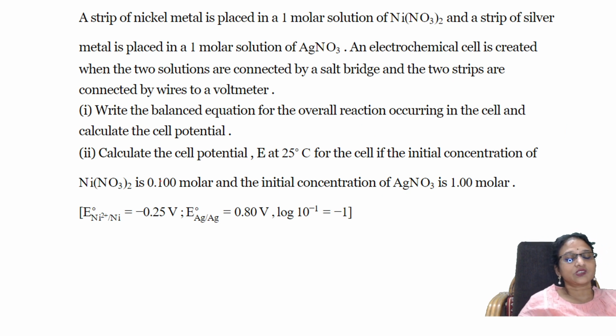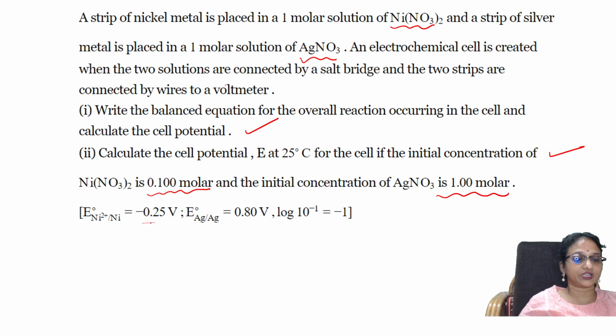Oh, big question. A strip of nickel metal is placed in a 1 molar solution of nickel nitrate, and a strip of silver metal is placed in a 1 molar solution of silver nitrate. An electrochemical cell is created when the two solutions are connected by a salt bridge and the two strips are connected by wires to a voltmeter. What is my task? I have to write the cell reaction and find out the cell potential. They have given the concentration of nickel and the electrode potential values.